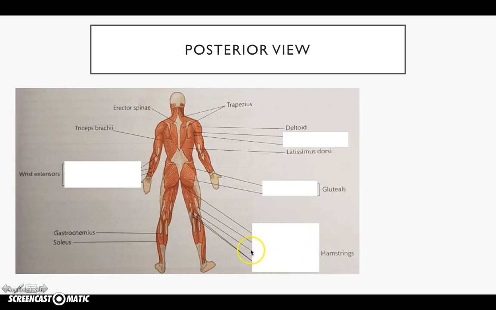Then our hamstrings are on the back of our leg, like the quad. There's several muscles here. They're all known as the hamstrings. You only see them as the hamstrings. So it's one line, hamstrings.